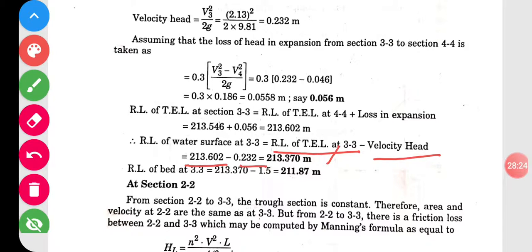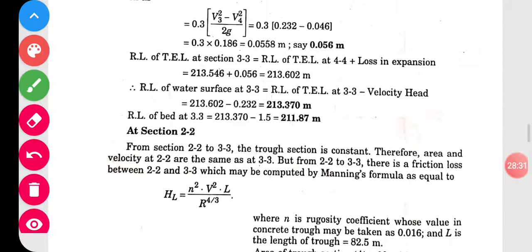I have told you it is a very lengthy process. One has to go on carefully, seeing all the steps one by one, so then only you understand. So similarly, the RL of bed at the 3-3 section is determined. It is like this: RL of bed at 3-3 is equal to RL of total water level minus depth of the water, the 1.5 meter. So this will be the RL of bed. So you understood how it is calculated.